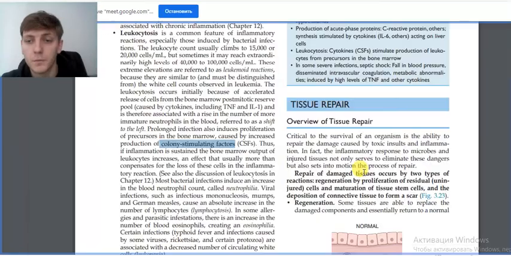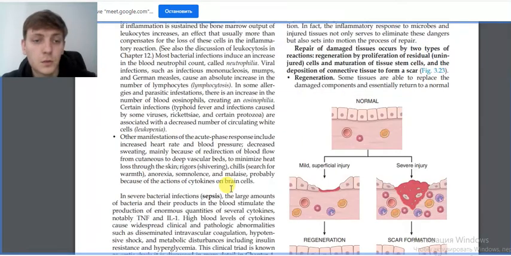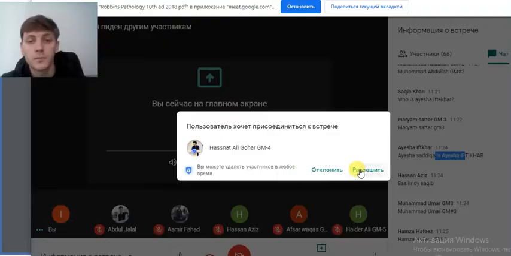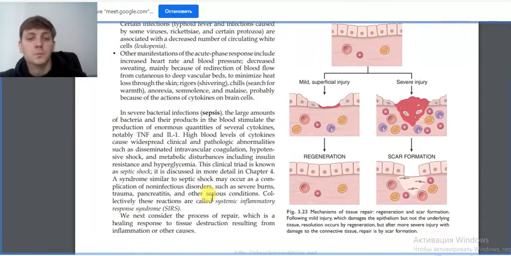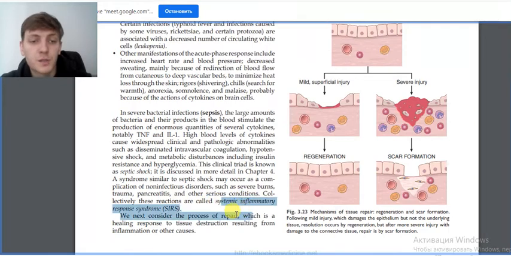Okay. Other manifestations include increased heart rate and blood pressure, and decreased sweating, mainly because of redirection of blood flow from cutaneous to deep vascular beds to minimize heat loss through the skin. It causes shivering, chills, anorexia, somnolence, and malaise, probably because of the actions of cytokines on brain cells. Collectively, these reactions are called systemic inflammatory response syndrome, SIRS.